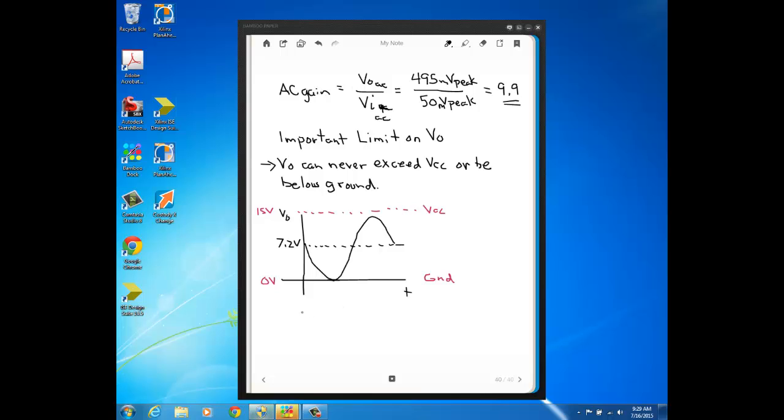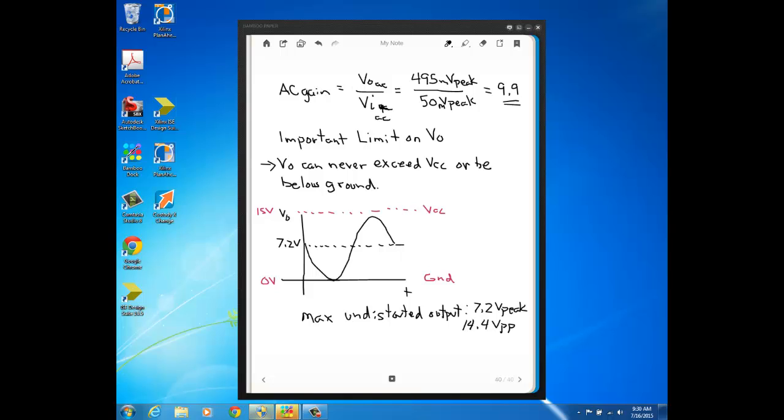So we can come up with what's called the maximum undistorted output. Again, we're talking about AC here, so the answer to this will always be either in peak or peak to peak. In this example, this maximum undistorted output would just be equal to 7.2 volts peak, or 14.4 volts peak to peak. PP is just short for peak to peak.